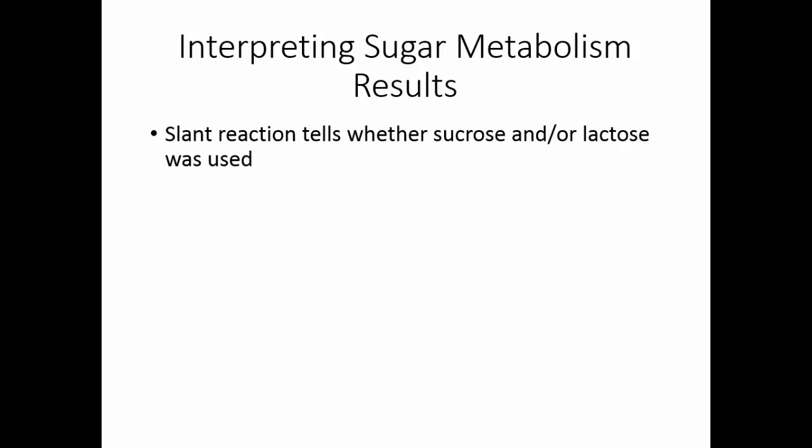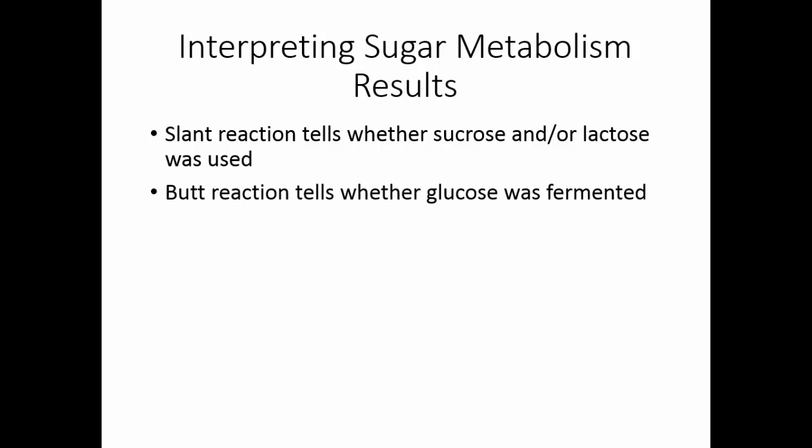When interpreting the sugar metabolism results, the slant reaction tells you whether sucrose or lactose was used. If the slant is yellow, they were. If the slant is red, protein was used. The butt reaction tells you whether glucose was fermented. A yellow butt indicates fermentation, a red butt or no change, no fermentation.